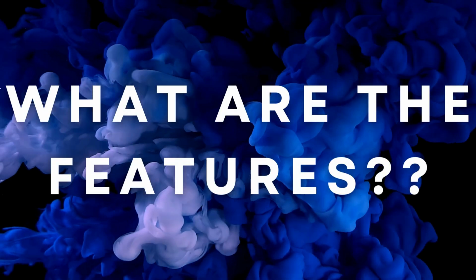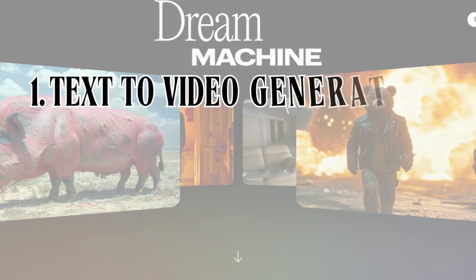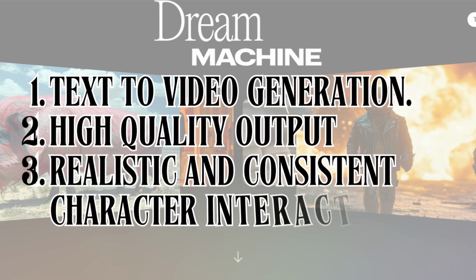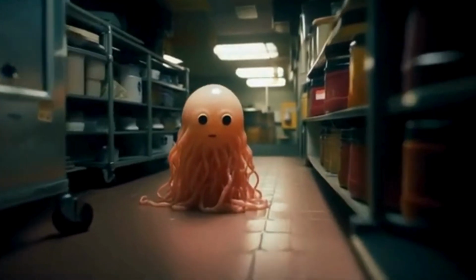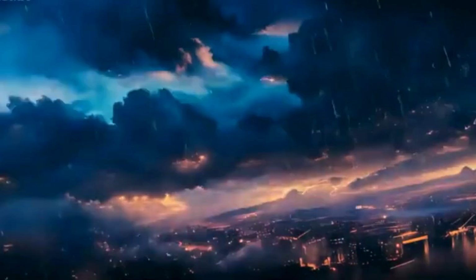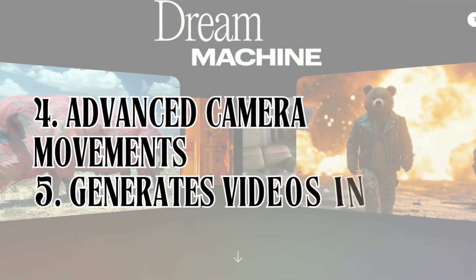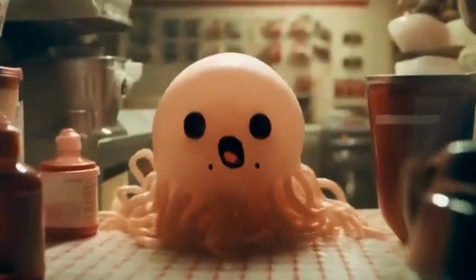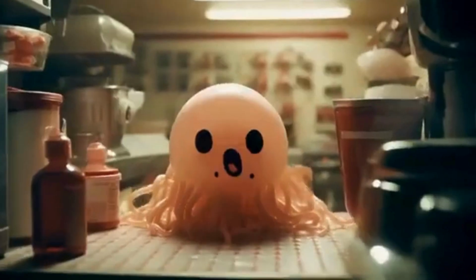What are the features, you may ask? Let's see. 1. Text-to-video generation. 2. High-quality output. 3. Realistic and consistent character interactions. It means that maintaining visuals characters across different scenes, making the videos feel grounded and true to life. 4. Advanced camera movements. 5. Generates videos in various styles, including cinematic, animation, and realistic, adapting to diverse user prompts.